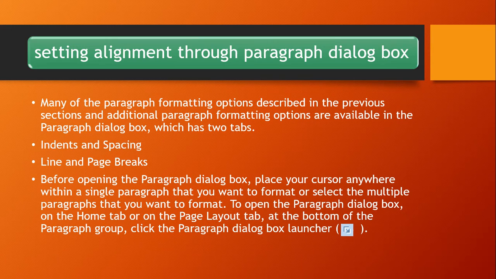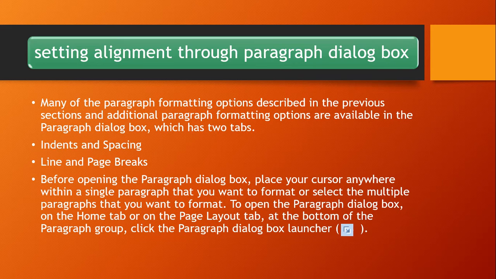Setting alignment through the paragraph dialog box. Many of the paragraph formatting options described in the previous section and additional paragraph formatting options are available in the paragraph dialog box, which has 2 tabs: indent and spacing, and line and page break.